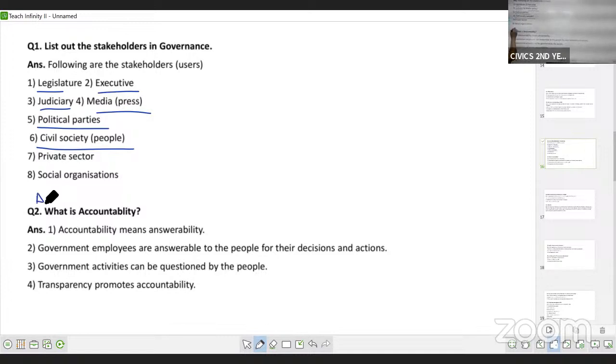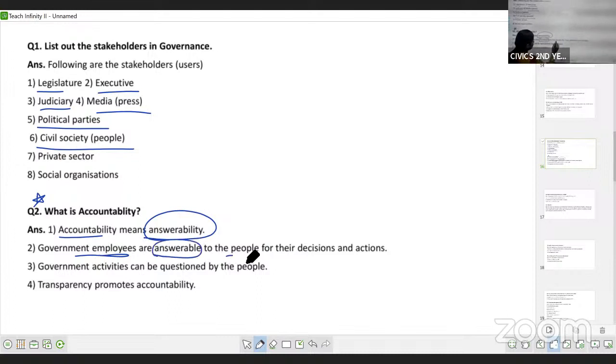And again, an important, repeated question: what is accountability? What do you mean by accountability? Being accountable means being answerable. So accountability means answerability. Whatever the government employees are doing, and government employees means right from the prime minister to a peon in the office, every person in the executive, they are answerable to the people for their decisions and actions.